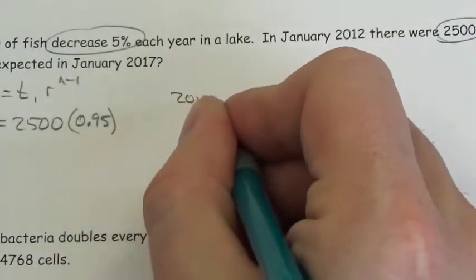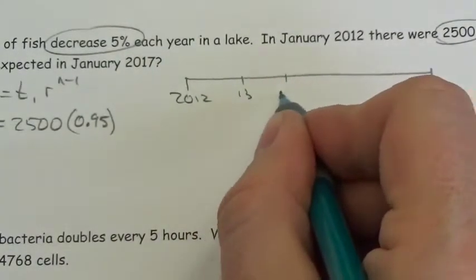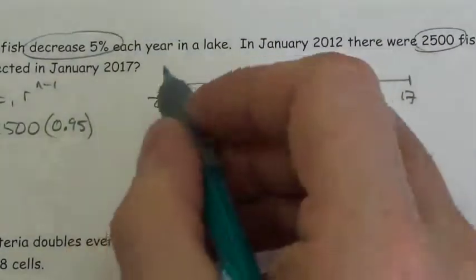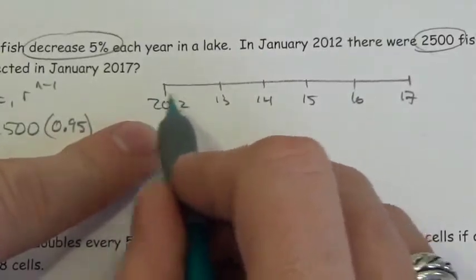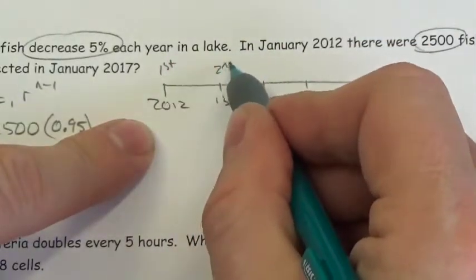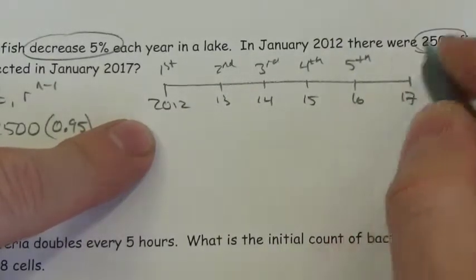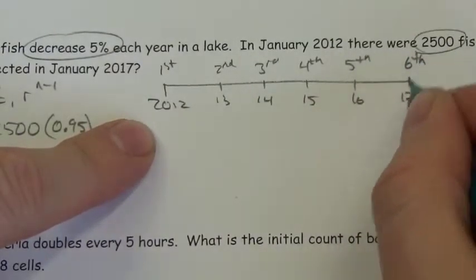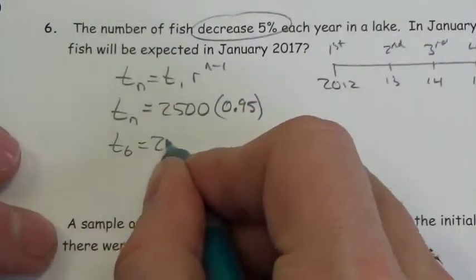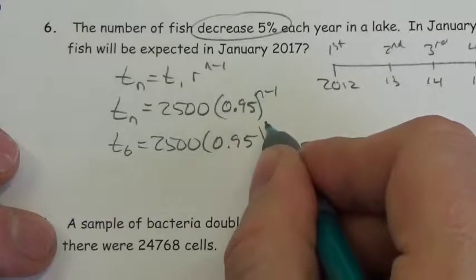So watch this. Here's 2012. Okay. This is 2013, 14, 15, 16, and here's 17. So this is term one. Bear in mind, 2012, this is when we start. This is the first term. Second, third, fourth, fifth is right here at 2016. This is the sixth at 2017. So we are actually looking for the sixth term, 2,500, 0.95. Sorry, this is to the N minus one. This will end up being to the 6 minus 1.